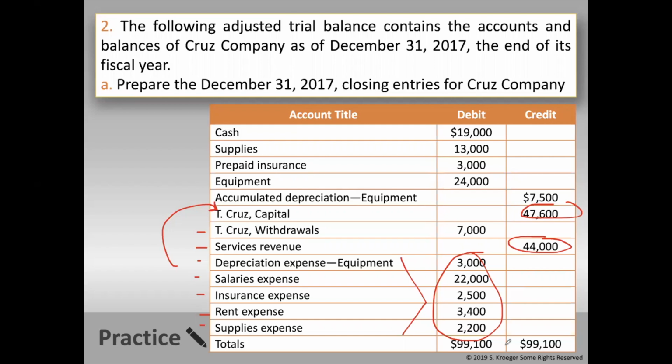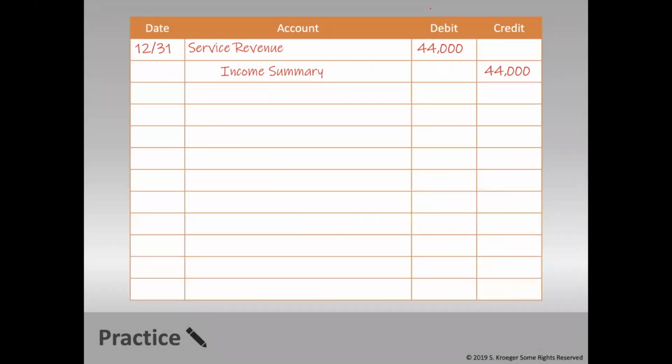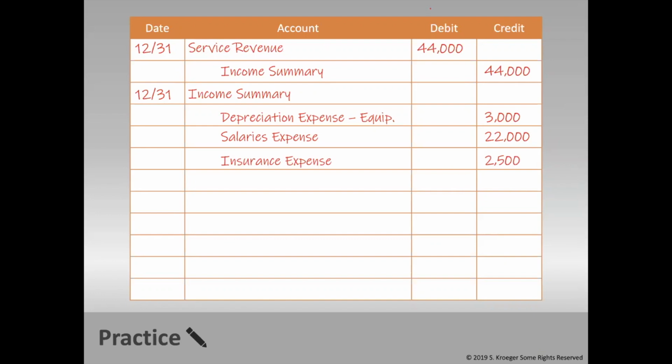Let's put that in now. We will put in the date as 12/31 as well. Income summary here gets the debit, and then we'll list all of the expenses as credits. We have depreciation expense, and the credit would be $3,000. You're just copying the balance from the adjusted trial balance. We have salaries expense, $22,000, insurance expense of $2,500, rent expense of $3,400, and then supplies expense of $2,200.